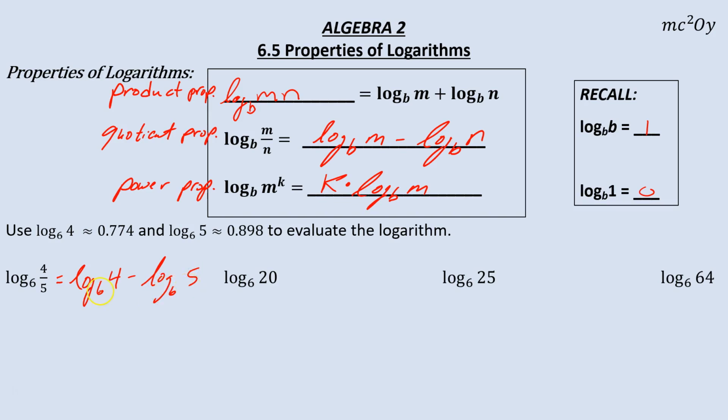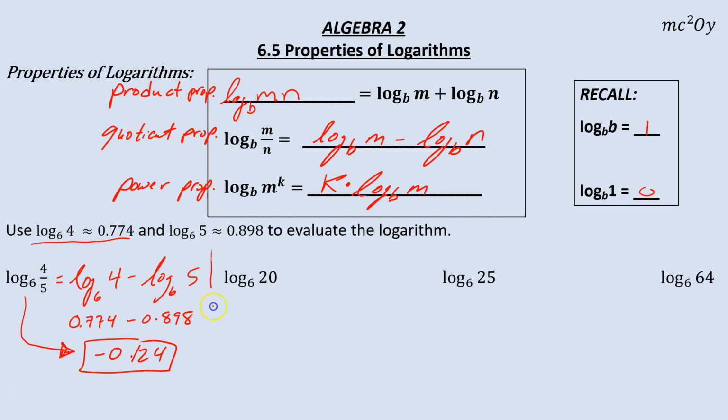One quick note, when you're making your bases, make sure they actually look like they're in the subscript. Okay, so log base 6 of 4 is 0.774. And we're subtracting log base 6 of 5, which is 0.898. Actually putting those together and doing the math, that is negative 0.124. So log base 6 of 4/5 is actually equal to negative 0.124. And we've used those two logs to calculate that.